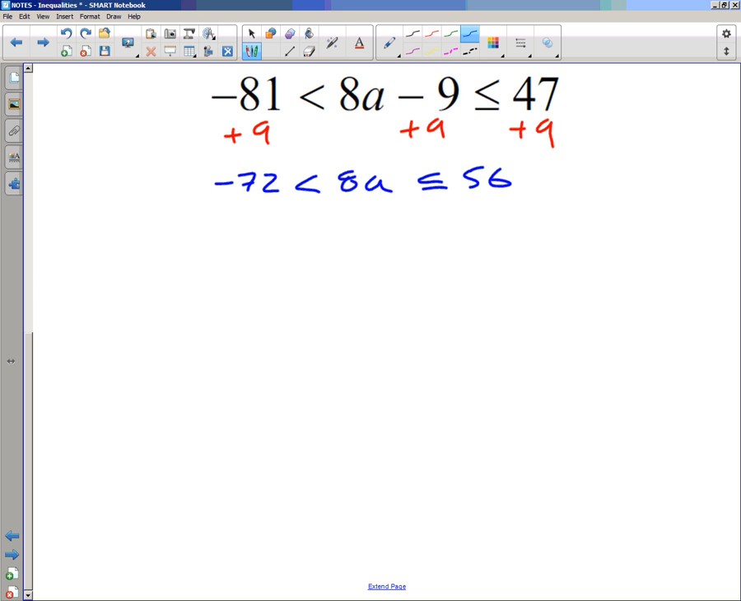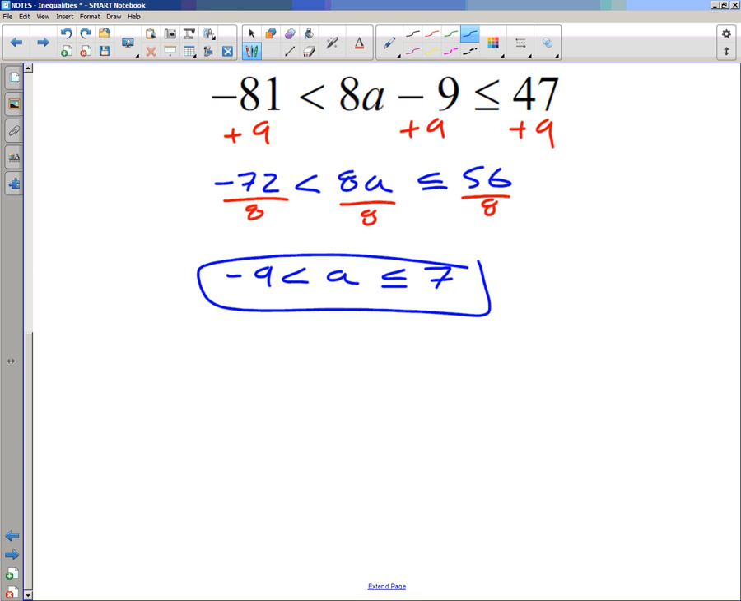A is almost by itself. What am I going to do to all sides to get A by itself? We could divide it by 8. Divide by 8 on all sides. Negative 72 divided by 8 would be negative 9, less than a, less than or equal to 7. You like that? Seem weird to you because there's 3 sides instead of 2? Some people don't like it because that seems weird.